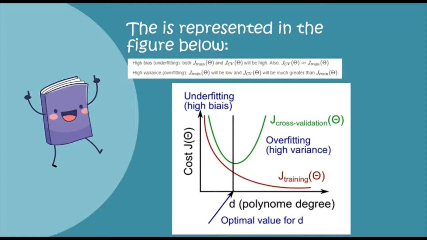So this is represented in the figure below for high bias underfitting and high variance overfitting. So as we can see here is represented for high bias and also high variance. First, we plot x as the degree of polynomial d, and y as the error for both training and cross validation. So there will be two lines here to represent cross validation and training.